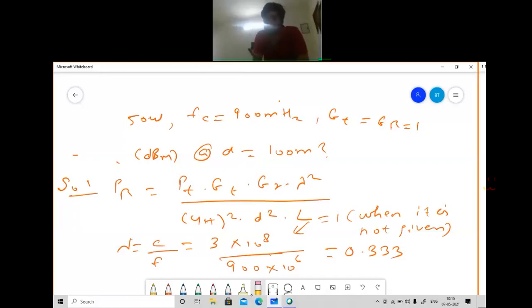Aditi has given me the answer, and second is 24.56. So let me see. First one is power received. She has given 24.56, and second minus 64.56. Yeah, Aditi, correct. Your answer is correct. Very good.